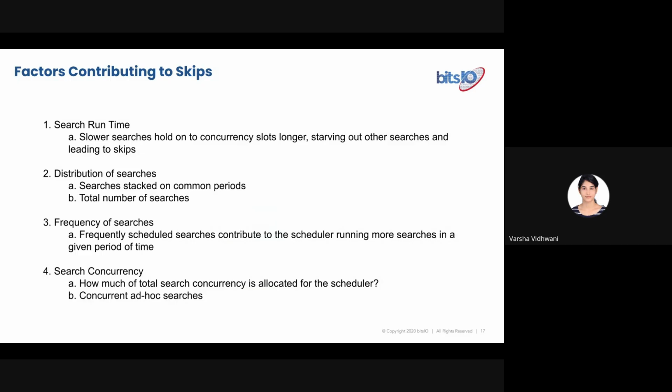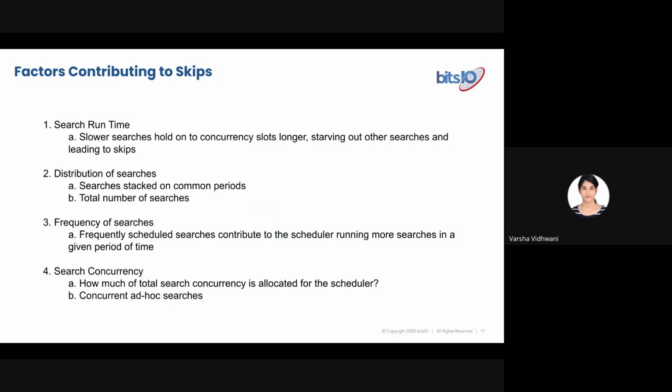Now, let's look at the different factors that contribute to skipped searches. The first factor is the search runtime. When searches take longer to complete, they hold on to concurrency slots for a longer period, which means other scheduled searches don't get a chance to run. Eventually, some of them end up getting skipped simply because the system was too busy.